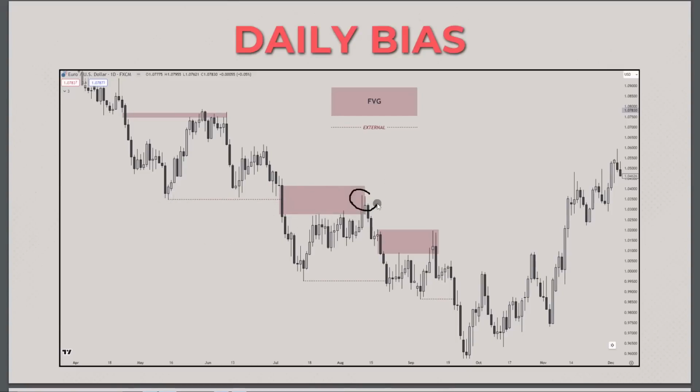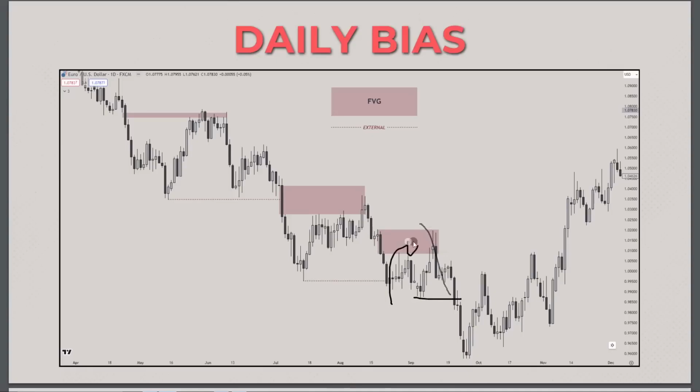You see, we got respected here, change in state of delivery. Now, where do I go? From this point all the way to this fair value gap, my bias was going up. At this point, we're coming lower, all the way to where? To the external. And you see, it repeats over and over. Price coming into the internal, coming back into the external.